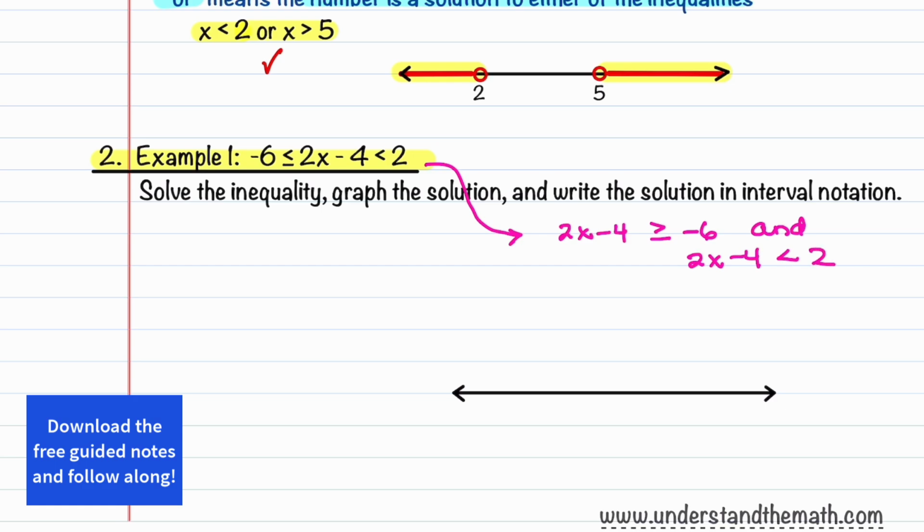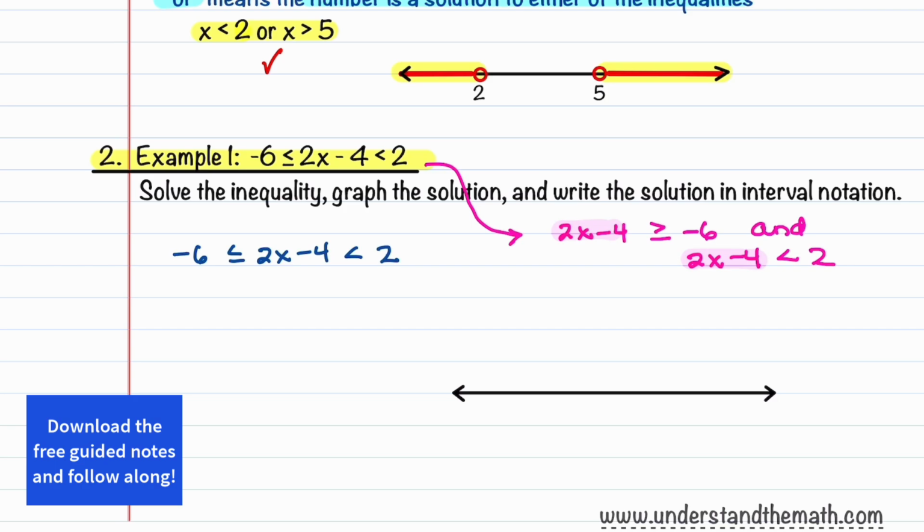Often when you have the same algebraic expression, such as 2x minus 4, you won't write it as 2 separate pieces. When you have an and, you'll often write it just as one single inequality. Let's go ahead now and solve this. So we'll write down our inequality. Minus 6 is less than or equal to 2x minus 4 is less than 2.